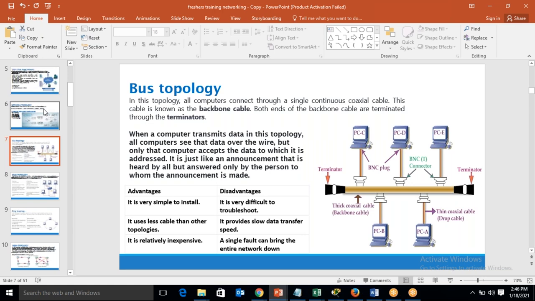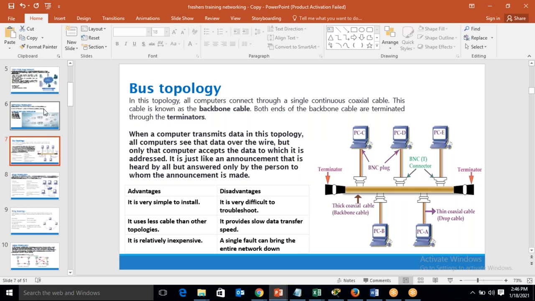Okay, so in bus topology, all computers are connected through a single continuous coaxial cable. This cable is known as the backbone cable. Both ends of this backbone cable are terminated through terminators. For example, from one side of the wall to the opposite side of the wall, one big cable along with the terminators is fixed, and all the computers in the entire network will be connected to this cable, and this cable is called the backbone cable.